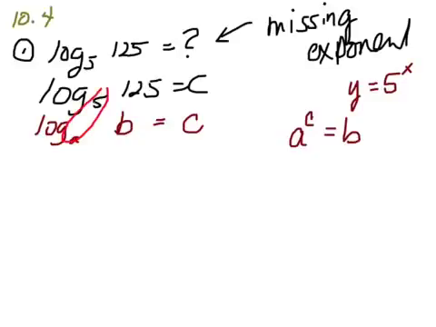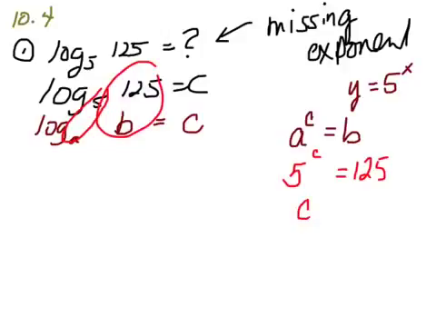My A here is 5. So I'm going to rewrite this log as an exponential function. My B is 125. That goes on the other side. And my C is my missing exponent. 5 to what power is 125? Well, if you don't know, 5 times 5 is 25, times another 5 is 125. So that was 3 5s. So the missing exponent is 3. That's how we figure it out.